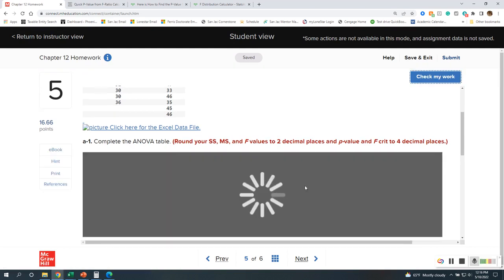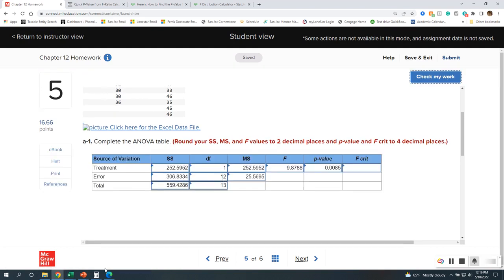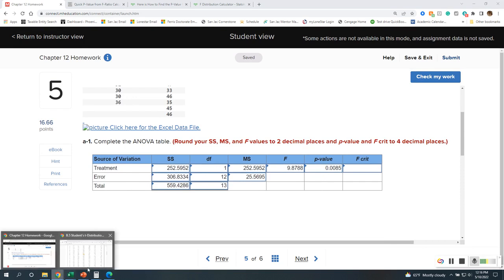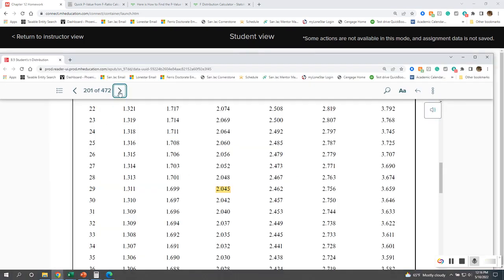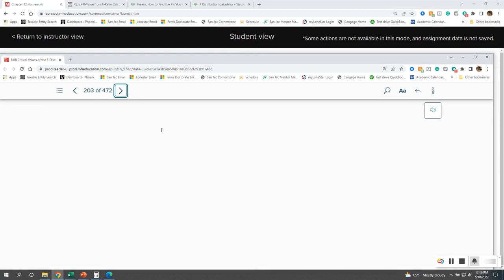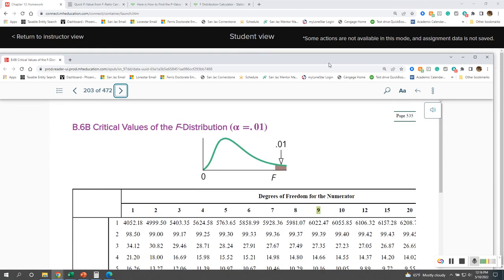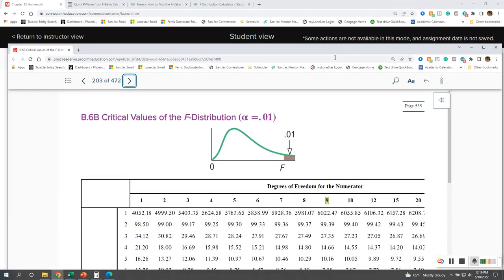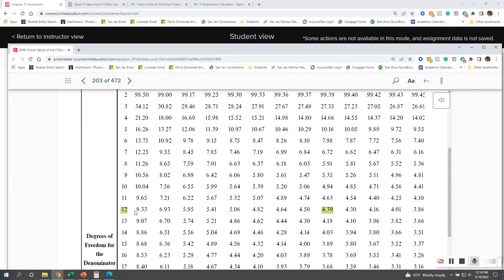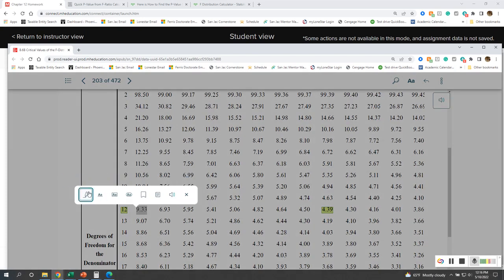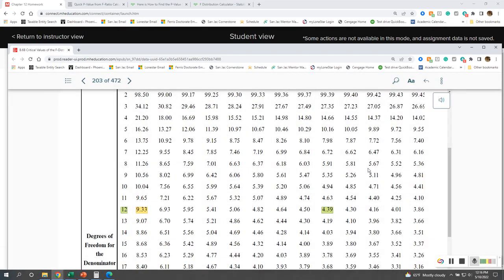Okay, now our critical value. Let's go to our F table, make sure we get the 0.01. And we're going to look for 1, 12. It looks like it is 9.33.